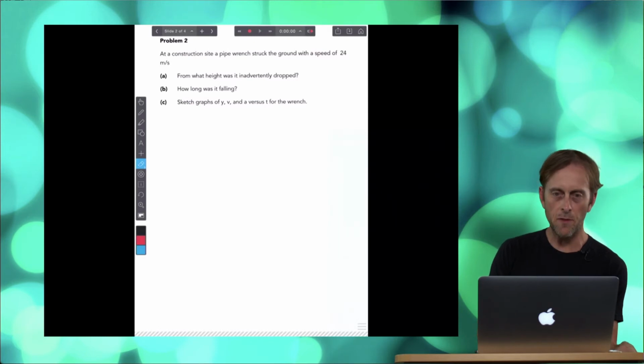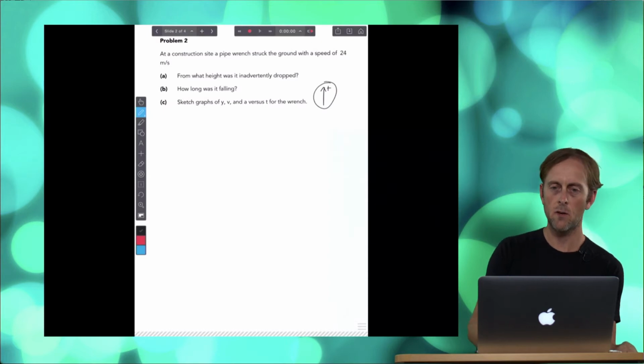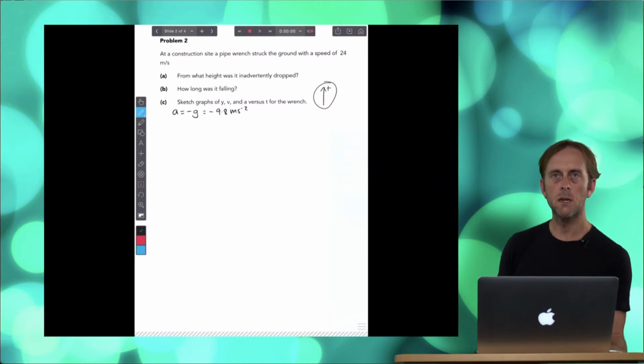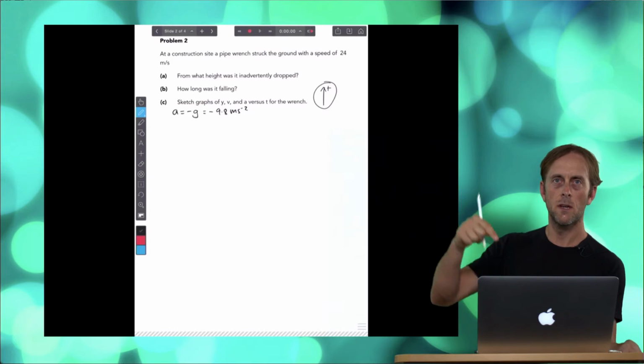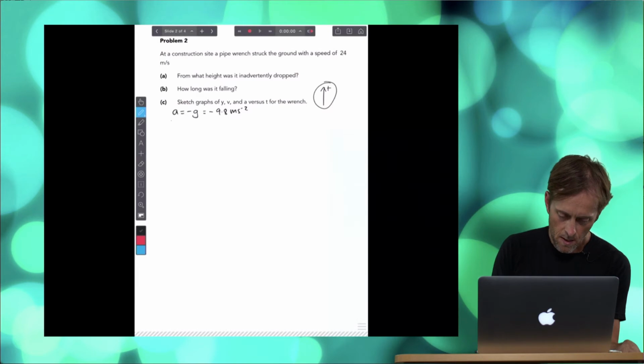So we can write a couple of things down here. Let's just choose upwards to be positive. You could choose downwards if you like, but I usually choose upwards for some reason. Therefore our acceleration is going to be negative g, negative 9.8 meters per second squared, because it's against that direction. If that's positive, acceleration is going to be downwards, so it's going to be a negative value. Our initial velocity is 0 meters per second, it's dropped from rest. The final velocity is 24 meters per second.